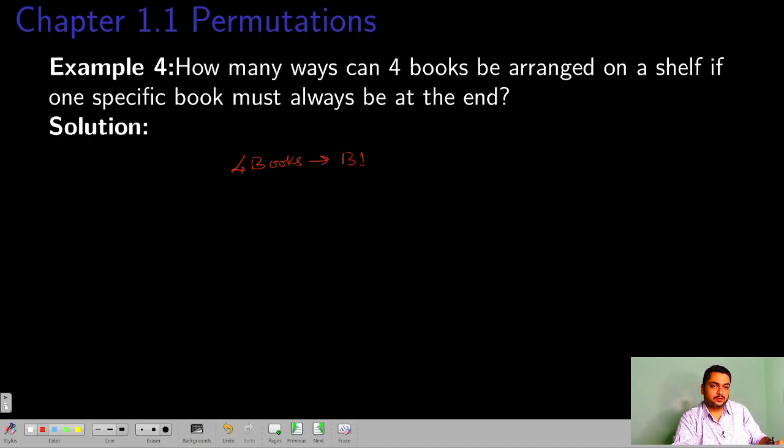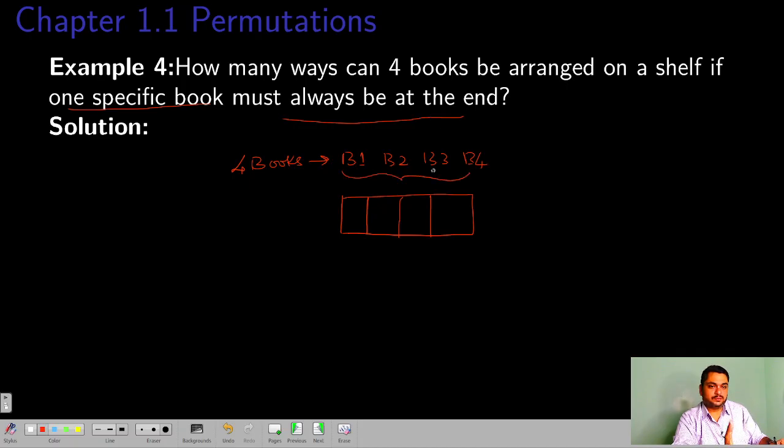Let us name them as book 1, book 2, book 3 and book 4. And there is a shelf where I have to place these. Assume there are 4 slots where these books can be placed. And they are saying that if one specific book must always be at the end, you choose one specific book. So let us say I will take B3. This one book compulsorily has to be here. So what is the possible choice? It can be placed in only one way.